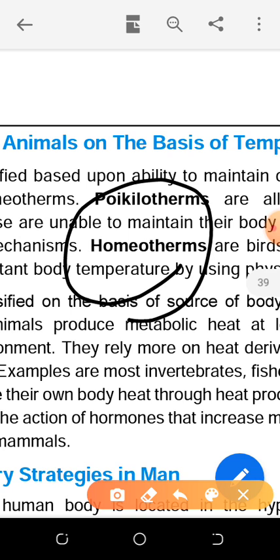When the winter season is there, the control system receives the message of the cold weather. The control system, the hypothalamus, gives the message by the efferent way to the skeletal muscles. Skeletal muscles start to contract. I start trembling, you start trembling, we start shivering.